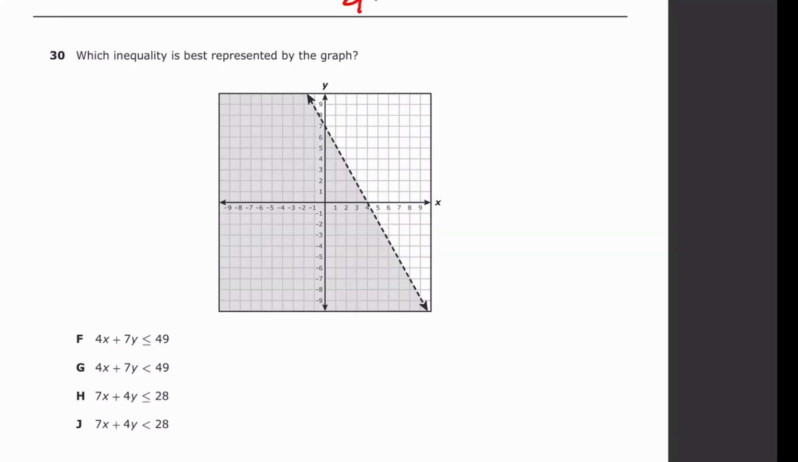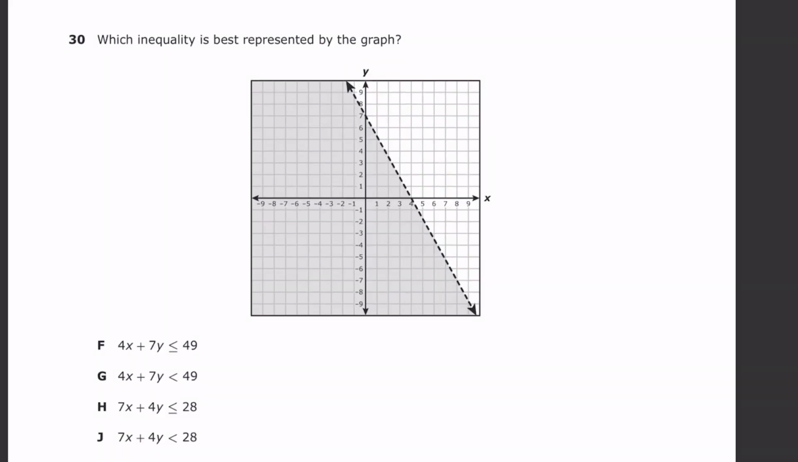Next, which inequality is best represented by the graph? Now this line is dotted, so definitely it is less than. So you can get it between 4x plus 7y is less than 49 or 7x plus 4y is less than 28. Now we'll see what the y-intercept and the x-intercept are over here. You have the y-intercept as 7. So if you put x equal to 0, which graph gives y equal to 7?